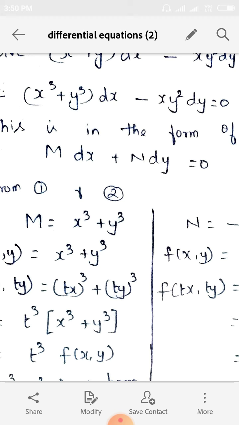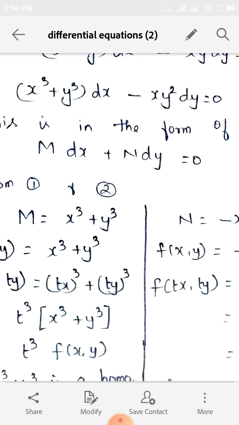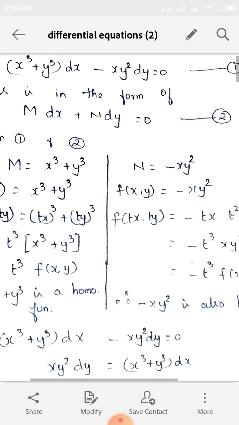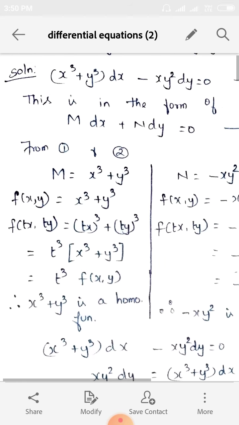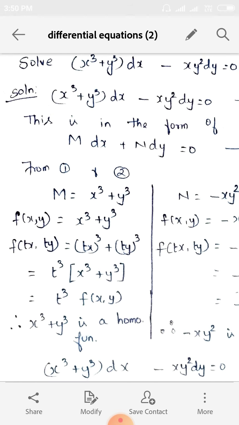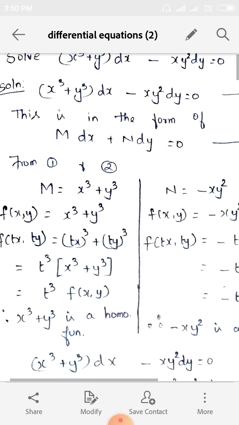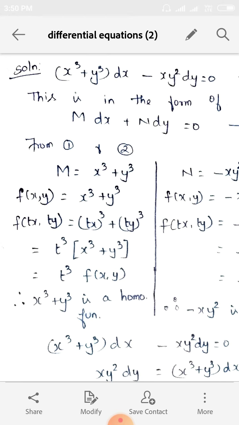The given equation is in the form of M dx plus N dy is equal to 0. Mark it as equation number 2. Now see the first equation and second equation and compare M and N. From equations 1 and 2, M is equal to x cube plus y cube and N is equal to minus xy square.